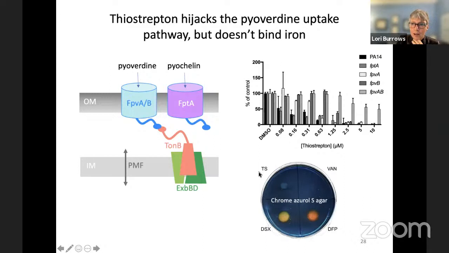So we don't think Thiostrepton actually binds iron to exploit these receptors. I think that it has just evolved to be in the shape of pyoverdin bound to iron, and so it fools the bacteria into taking it up.